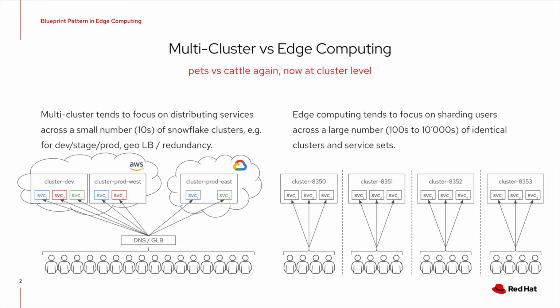First of all, we need to highlight the change of mindset that the edge computing realm represents compared to a multi-cluster architecture. Leveraging a multi-cluster architecture, services tend to be distributed across a small number of clusters, probably deployed in different footprints, public cloud or on-prem, with a certain number of characteristics that make those clusters special to the users, like development, staging, or production clusters, geolocation redundant, etc. However, in the edge computing world, we will see users distributed across a very large number of identical clusters. This is the pets versus cattle paradigm at the cluster level.